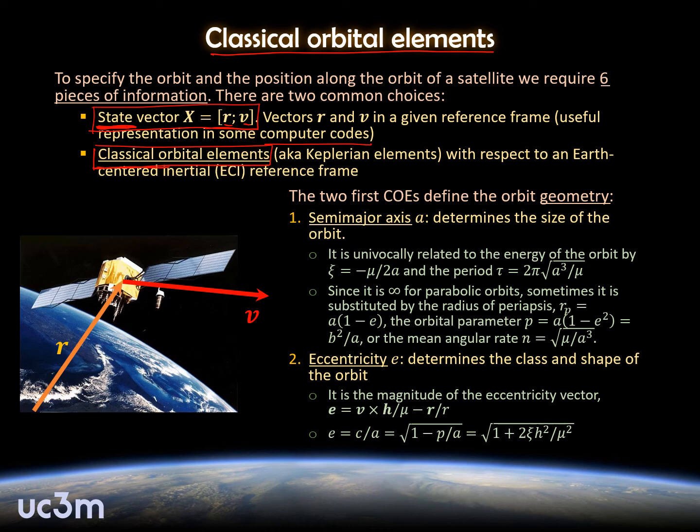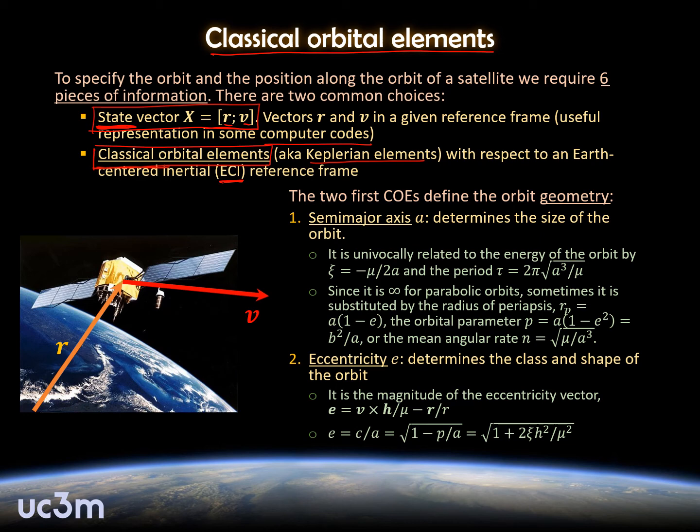So classical orbital elements are an alternative to the state vector to represent the position and velocity of your body. They are called in many other names. They can also be called Keplerian elements. And in essence, what we do to define them, by working on an Earth-centered inertial reference frame, is we define them in the following way.